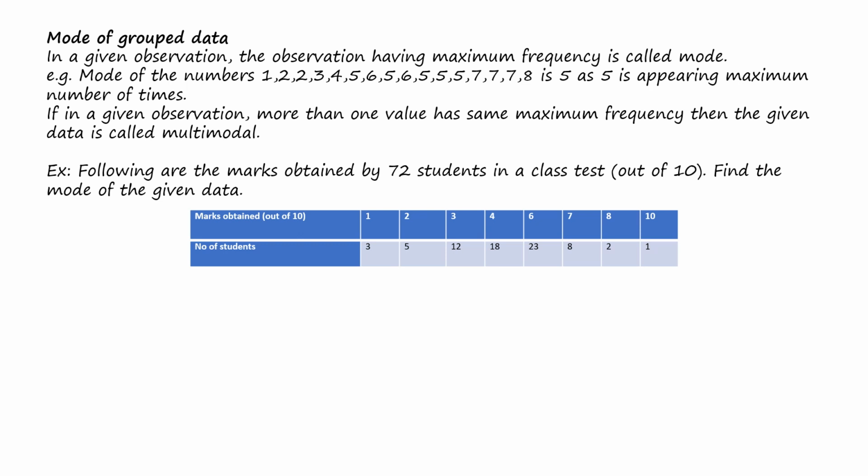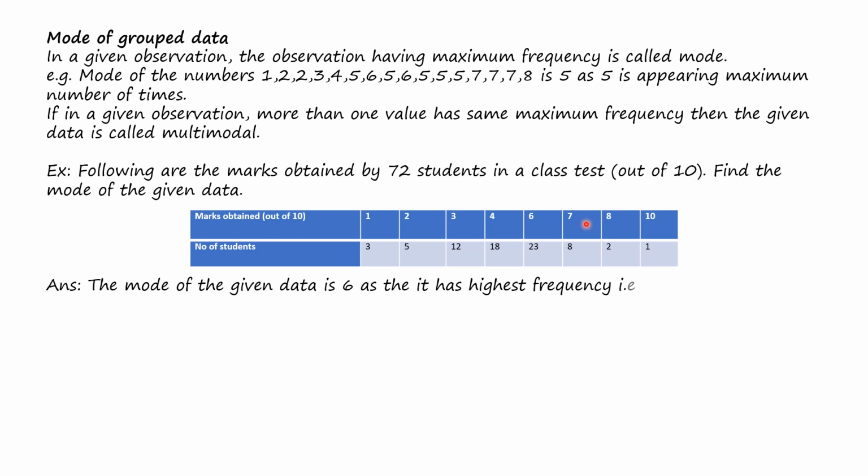In this table, it is clear that out of 10, 3 students scored 1, 5 students scored 2, 12 students scored 3, 18 students scored 4, 23 students scored 6, 8 students scored 7, 2 students scored 8, and 1 student scored 10. That means 6 has the maximum frequency. So we can say in this data 6 is the mode. The mode of the given data is 6 as it has the highest frequency, that means 23.